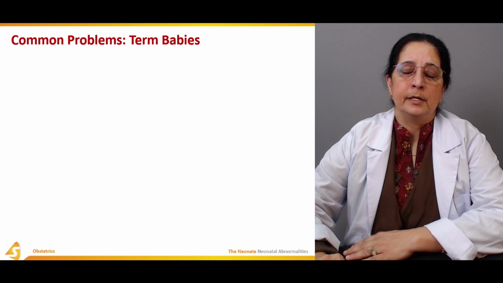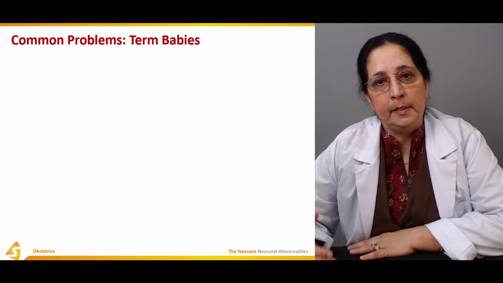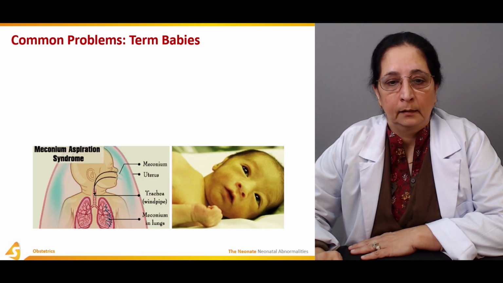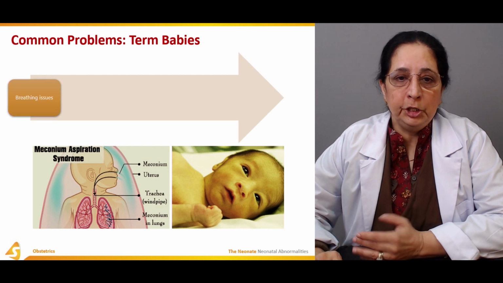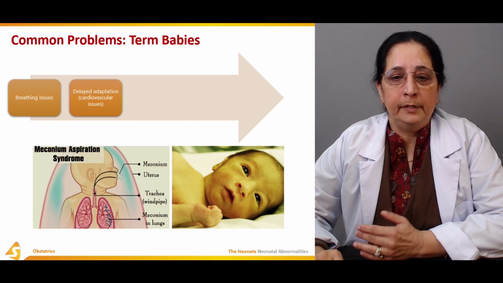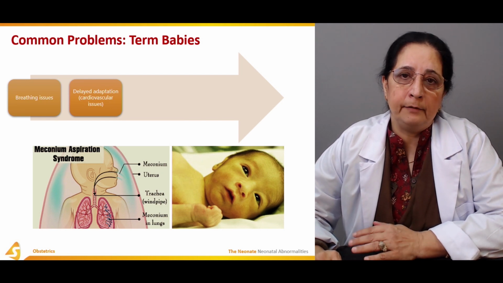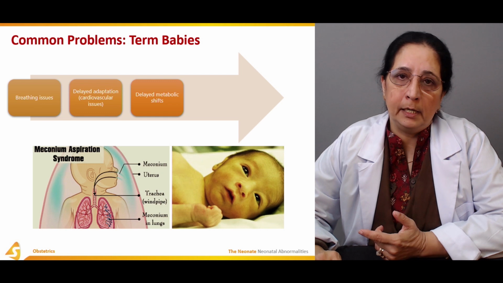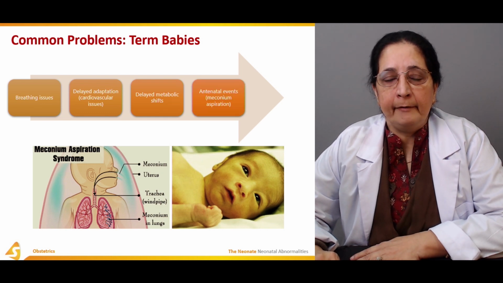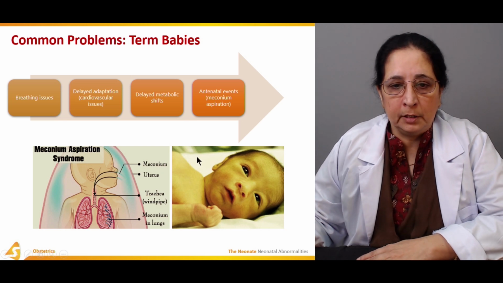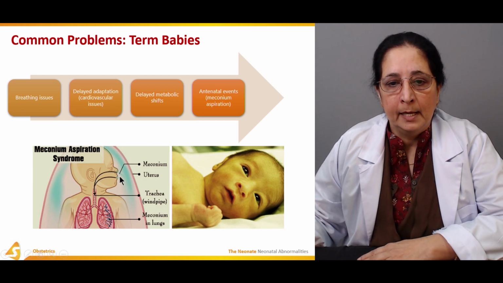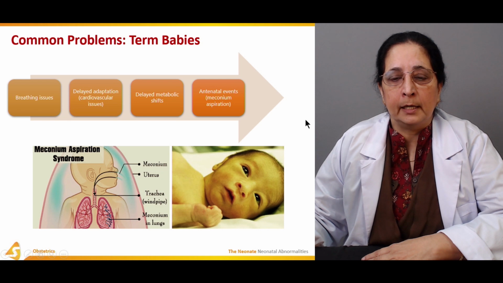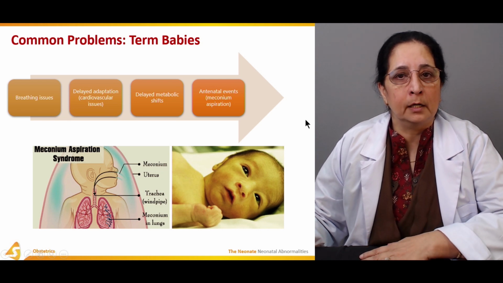Common problems which are associated with term babies. Term babies are the full-term babies, and term is 40 weeks gestation. Breathing issues are present if there is delayed adaptation. Then we have cardiovascular issues, delayed metabolic shifts, and antenatal events like meconium aspiration. Meconium is the fluid that can be aspirated and cause pneumonia, and different complications can also occur with the term baby.